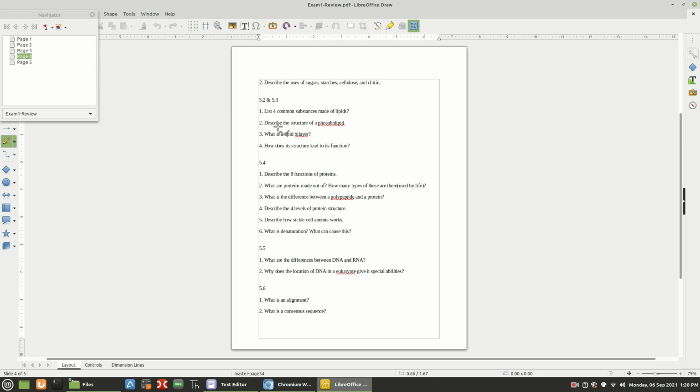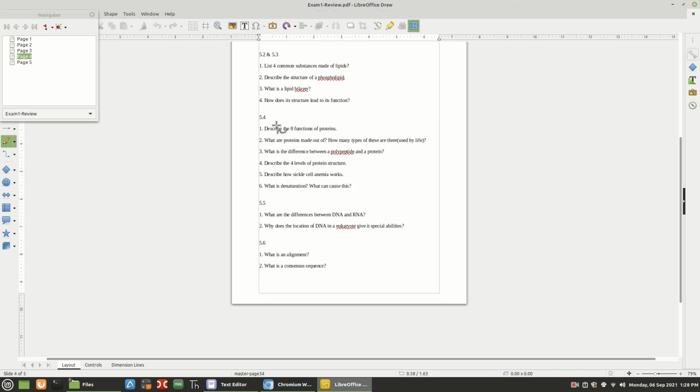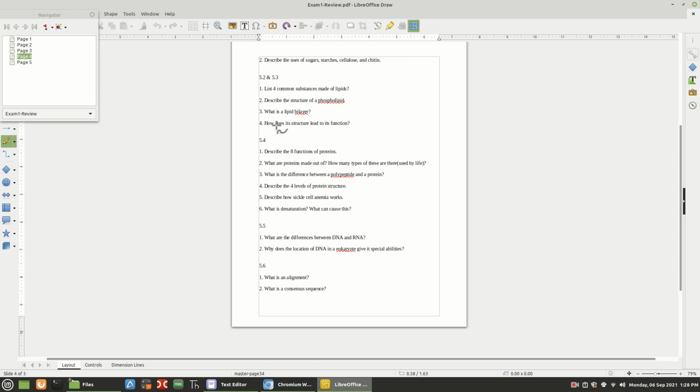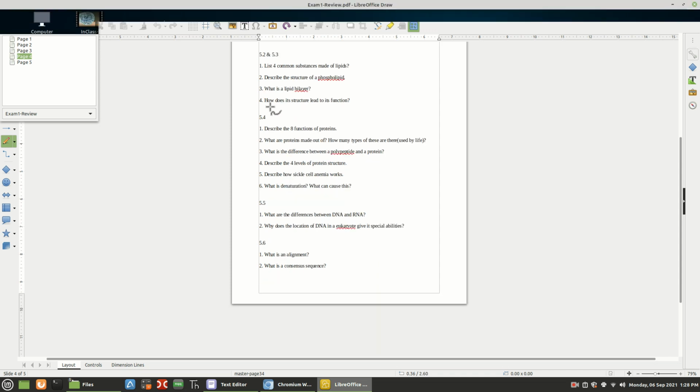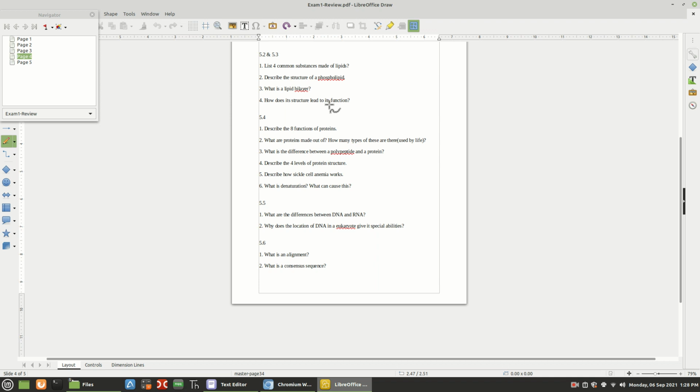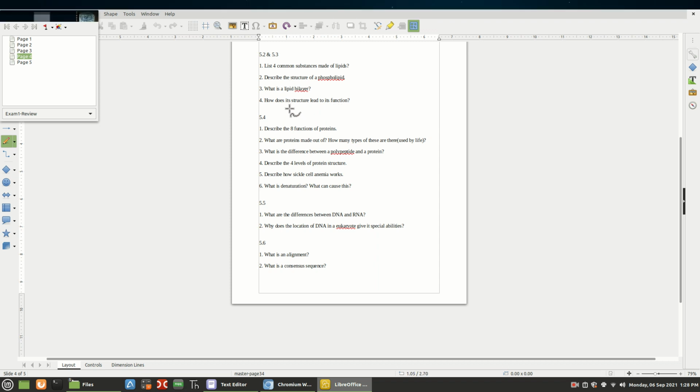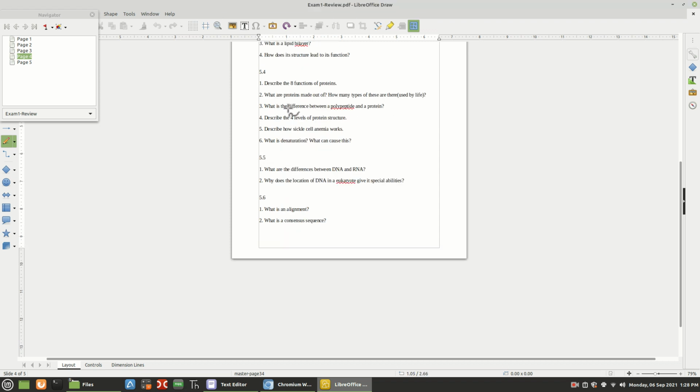List 4 common substances made of lipids. I'll leave that for you to go find. Describe the structure of a phospholipid. That is everywhere. What is the lipid bilayer? That's also in several places. And just understand, I like this question. How does structure lead to function? So the structure of a lipid, for instance, how is its structure? It's polar. That's a structure. Leads to its function, so just keep that in mind. That's where I'm coming from on that angle.